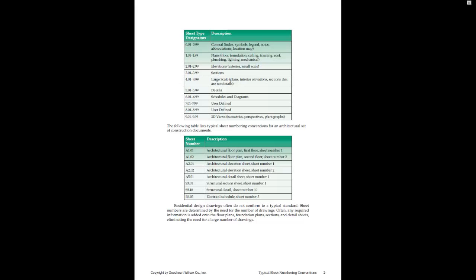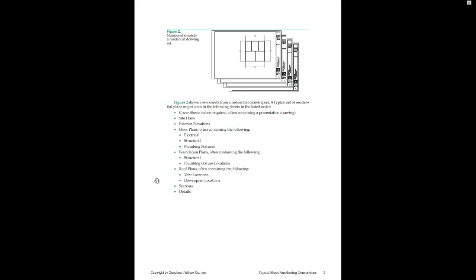And, you know, there's a general consensus that this stuff will always be the same, but different companies, of course, adopt different standards, and sometimes they're hard to change. Here we see kind of the organization. We start with our cover sheets. We've got our site information, our exterior elevations, our floor plans with electrical, structural, and plumbing, foundation plans, structural and plumbing, roof plans, sections, and details. Now, a lot of times they'll put all of the floor plans in one area and then go to the electrical or the structural and put those in separate sections with the S's or the P's and whatnot.